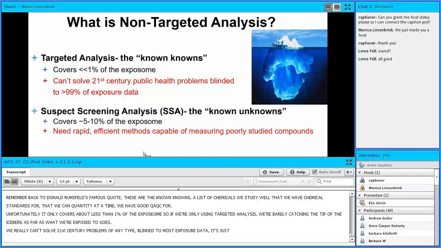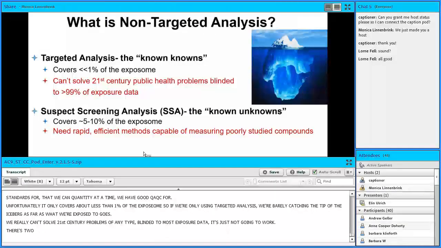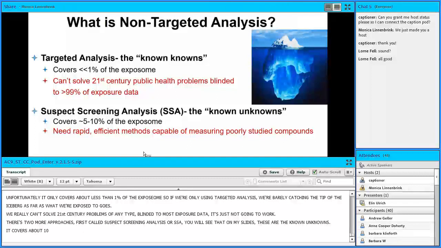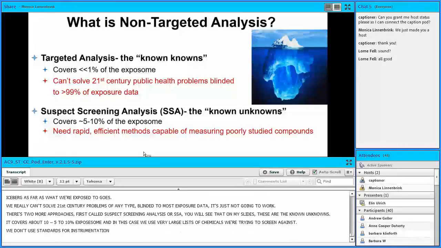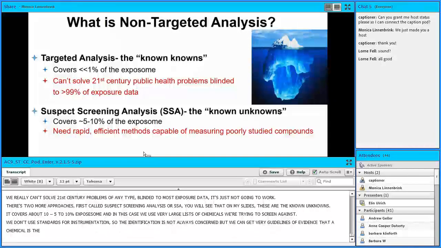So there's two more approaches. The first one is called suspect screening analysis, or SSA. You'll see that on my slides. And these are the known unknowns. It covers about 5 to 10% of the exposome. And in this case, we use very large lists of chemicals that we're trying to screen against. We don't use standards for the instrumentation, so the identification is not always confirmed, but we can get very good lines of evidence that a chemical is the one that we're looking at in our samples.